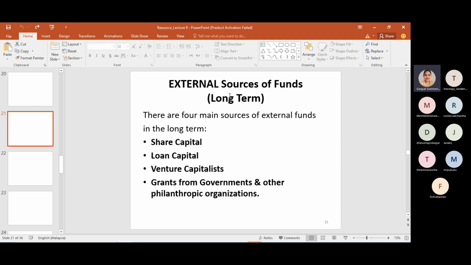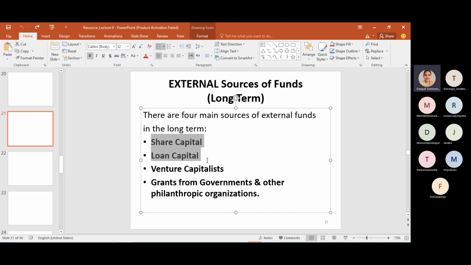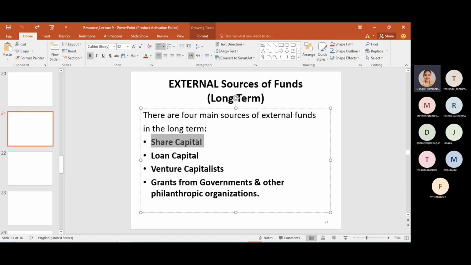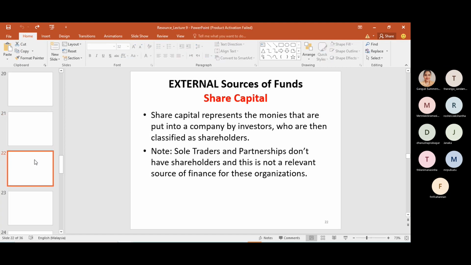First of all, let's discuss the long-term external sources of funds. These are the long-term external sources: share capital, loan capital, venture capitalists, grants from governments and other philanthropic organizations. These are some examples of long-term external sources. Let's discuss the first one, share capital.